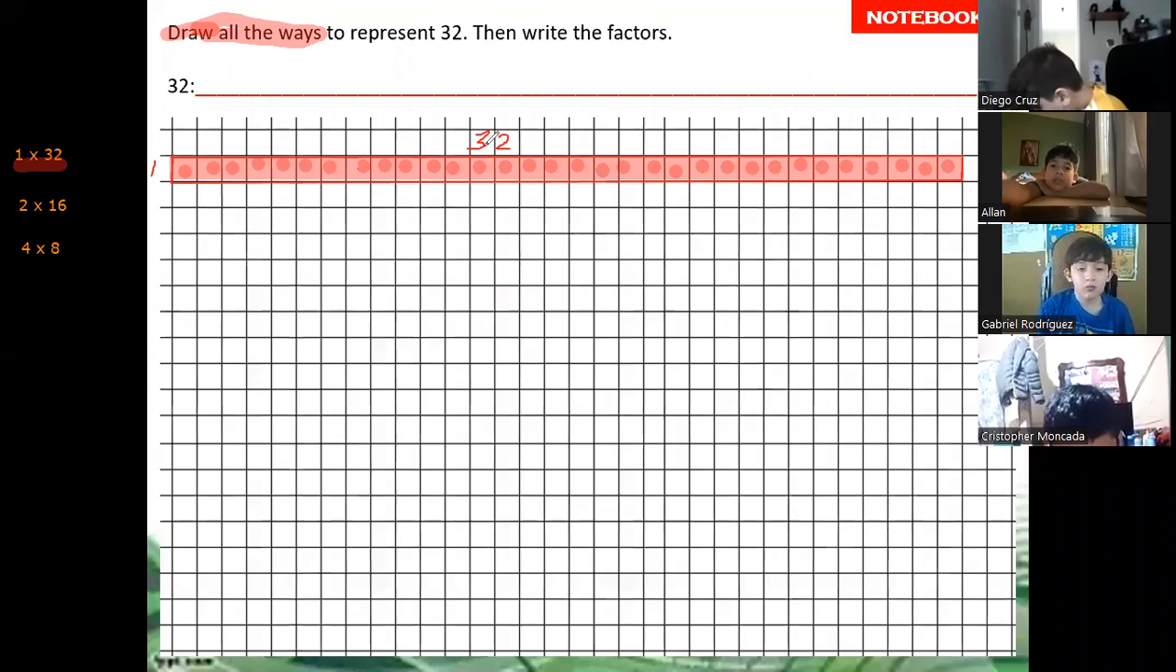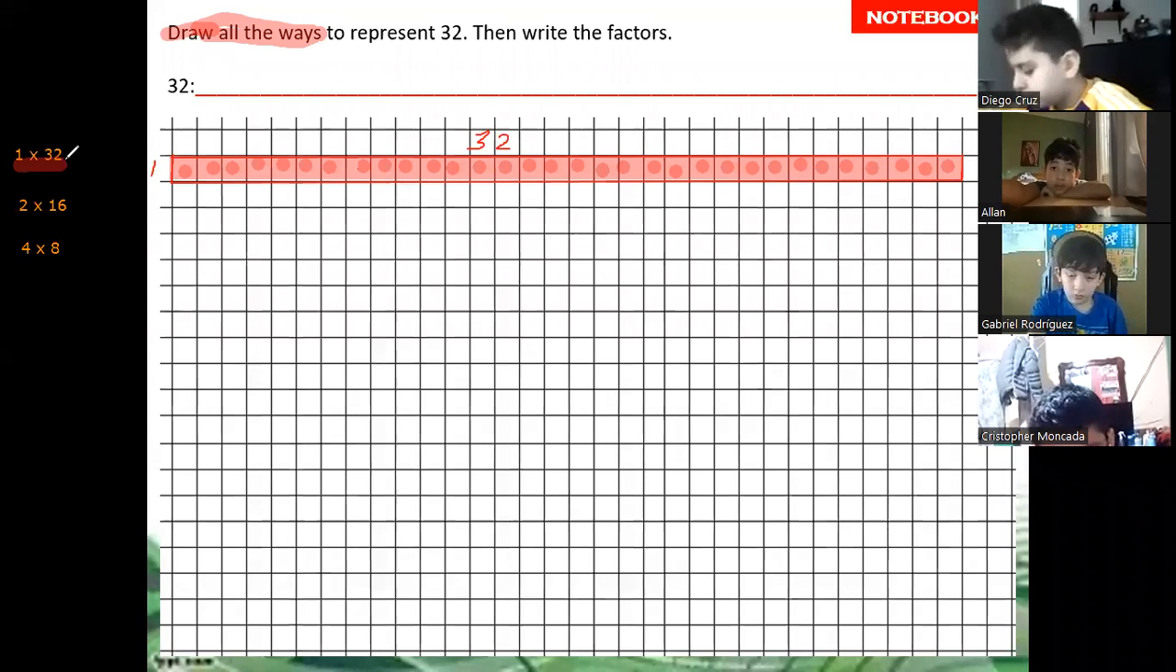So it's 1 and 32. This one is what you are going to find in the exam. In the exam, I will give you the model. You have to write the factors. It's very easy. The only thing you have to do is to count. So we represent this one. Let's work with the second one.